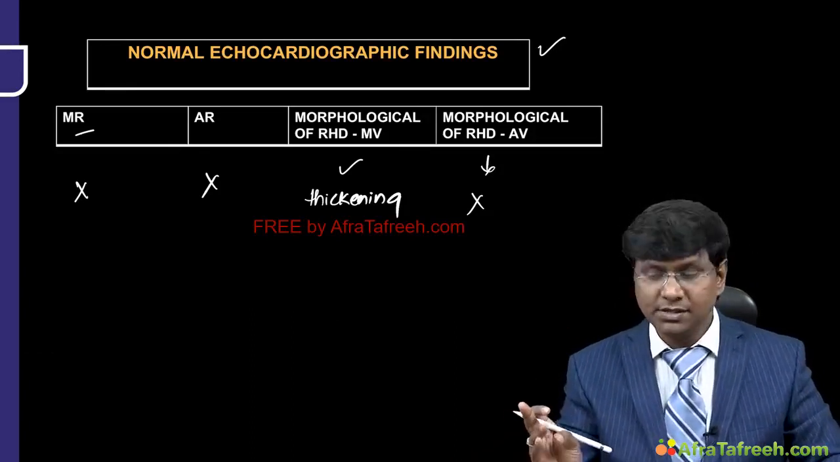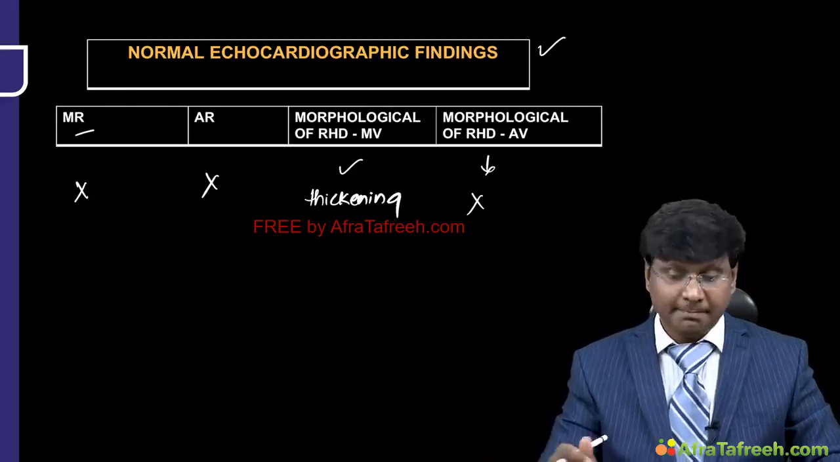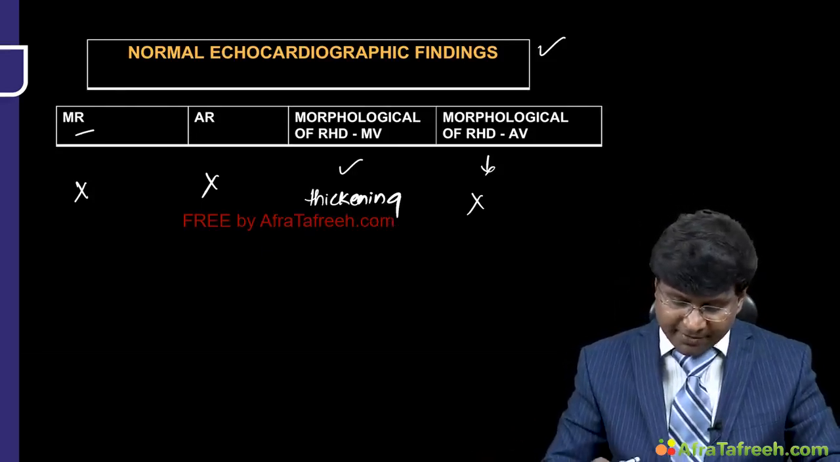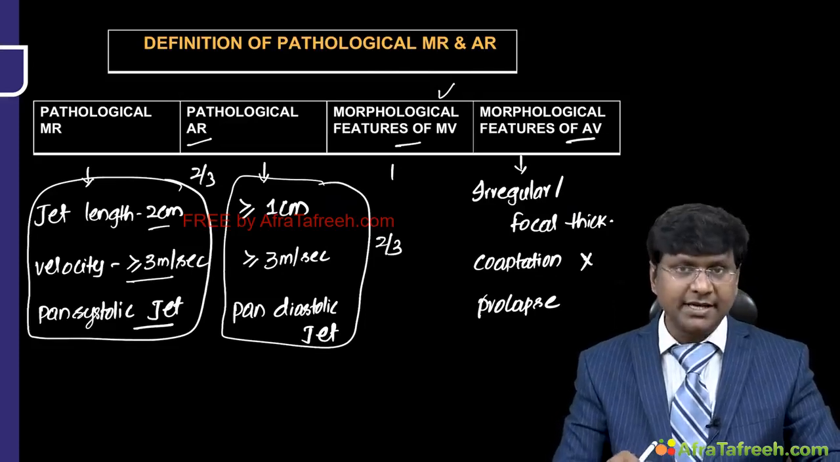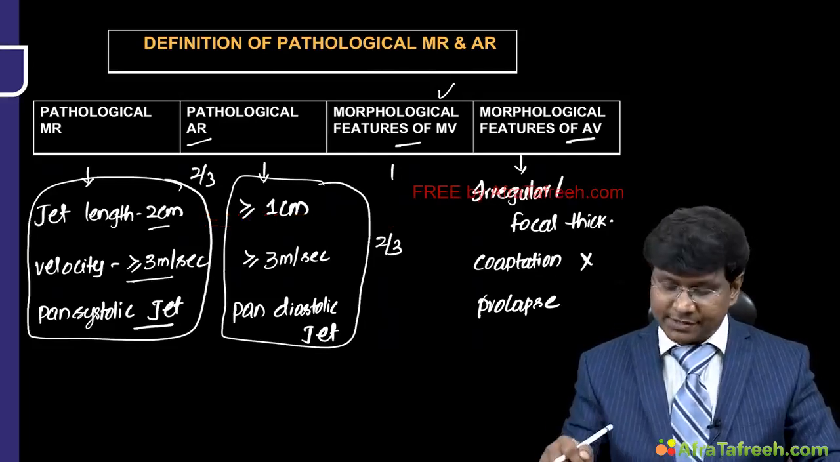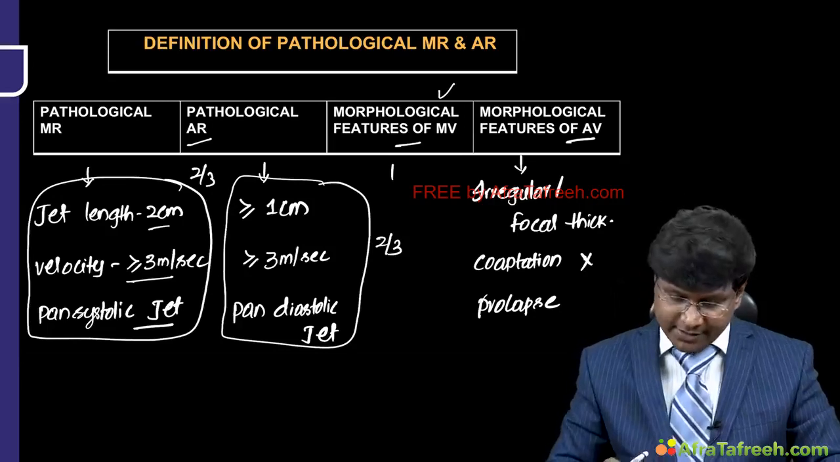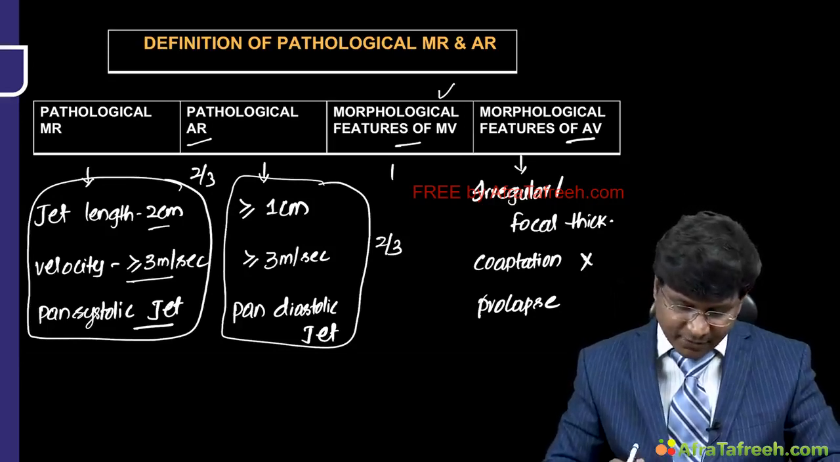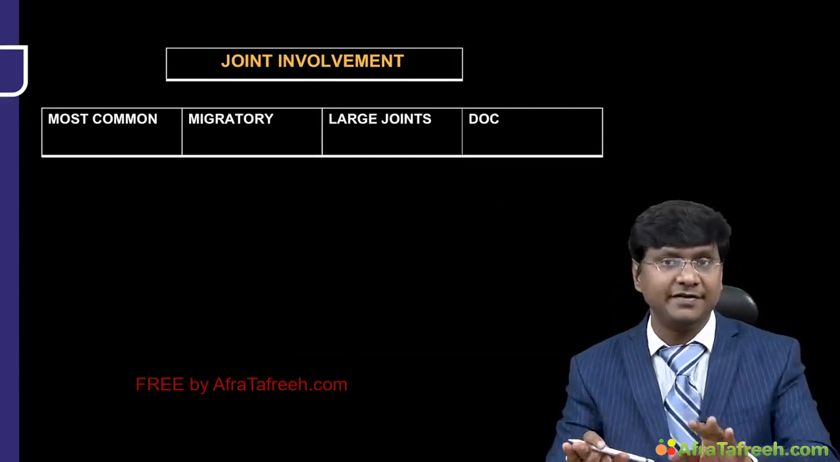Definite rheumatic heart disease, borderline rheumatic heart disease, and normal echocardiography. But for all of those, you should be very much aware of when to call pathological MR, when to call pathological AR, what the morphology of the mitral valve is in rheumatic heart disease, and the morphology of the aortic valve in rheumatic heart disease. Okay, right. Now, after having discussed the cardiac involvement, next is the joint involvement in rheumatic fever.